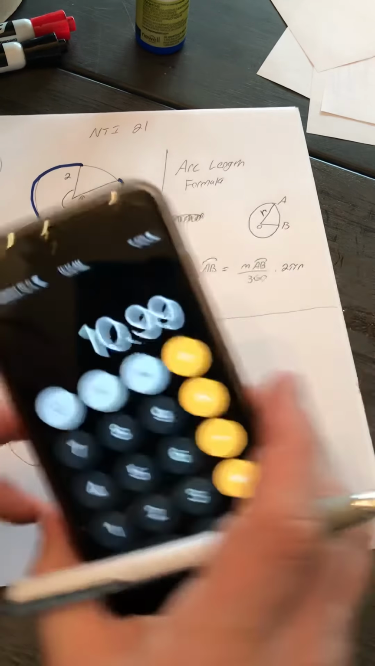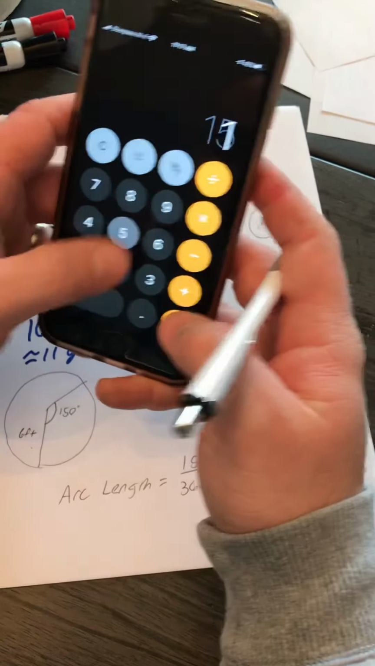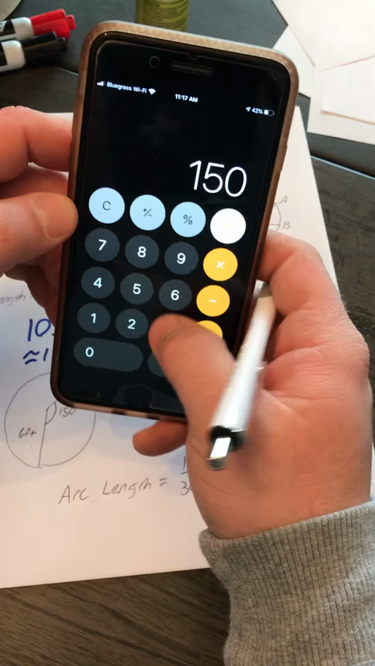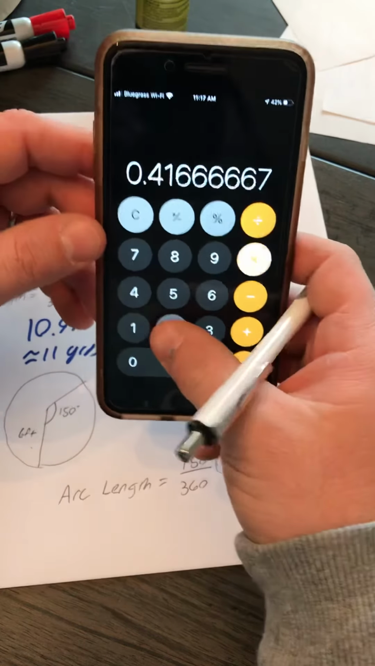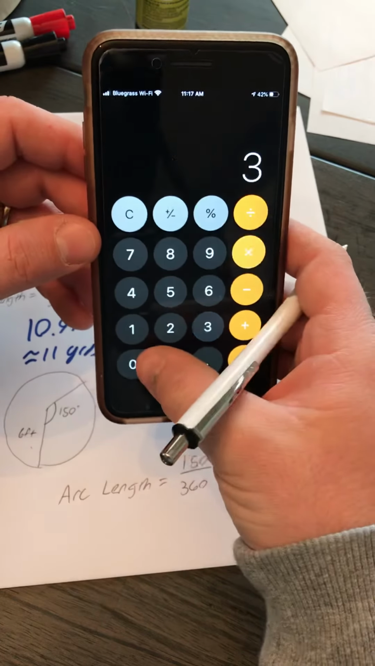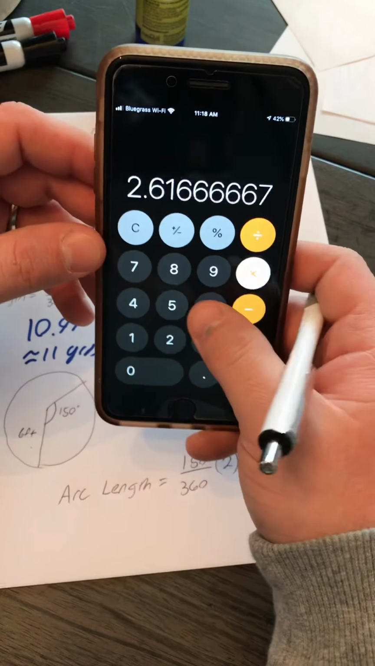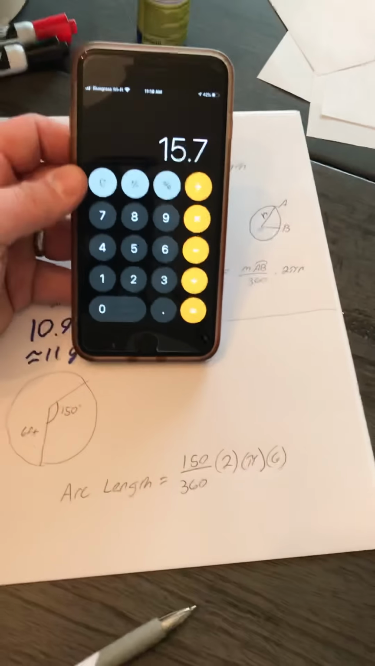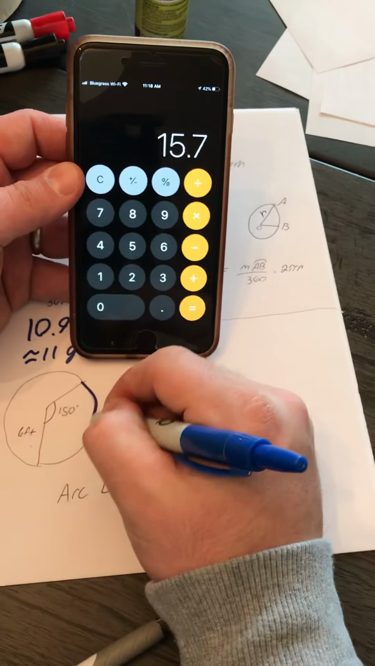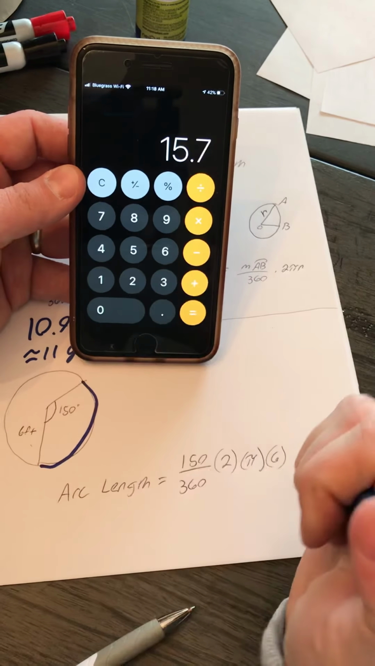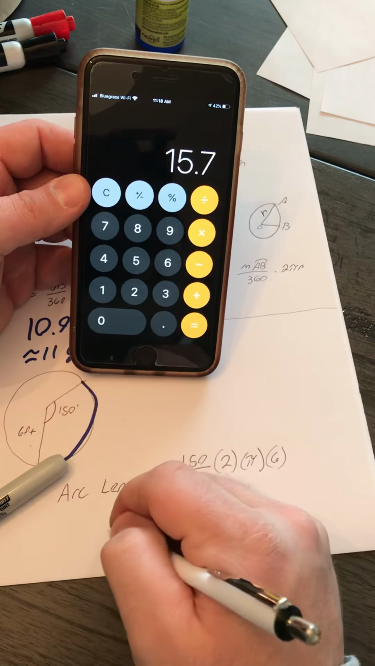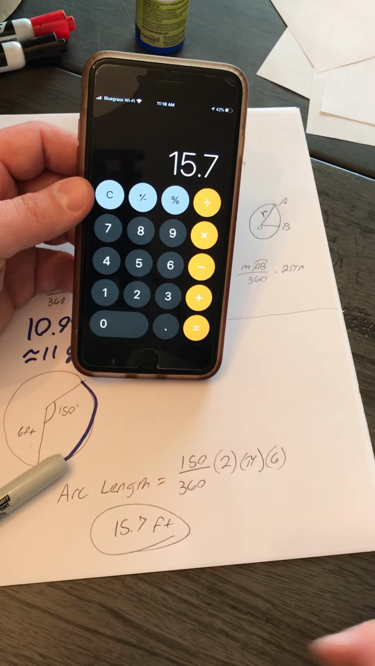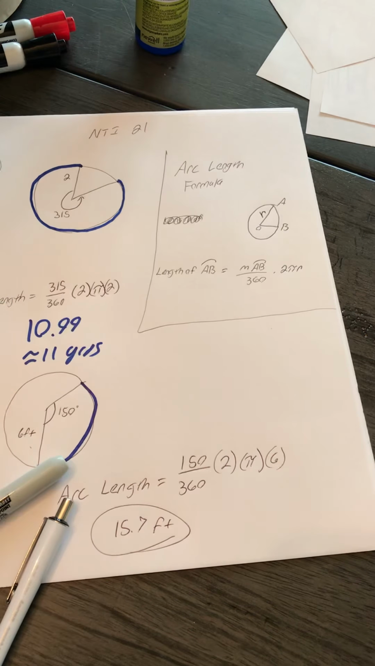All right, multiply all those together. So I've got 150 divided by 360 times 2 times 3.14 times 6. So this one, the arc length that I'm looking for, I'm sorry, I did that wrong. I did it right, I just didn't label it. Looking for that part right there is going to be 15.7 feet. Okay?